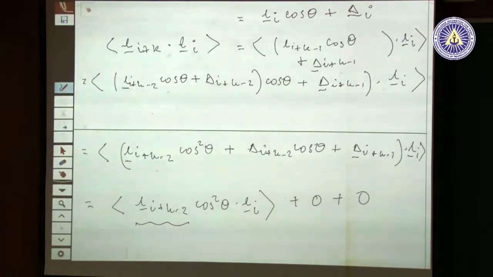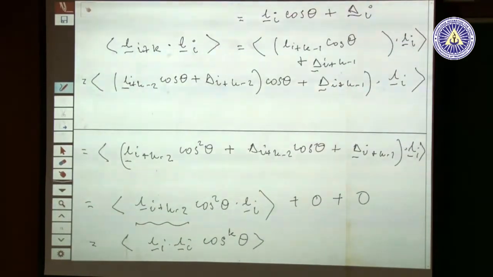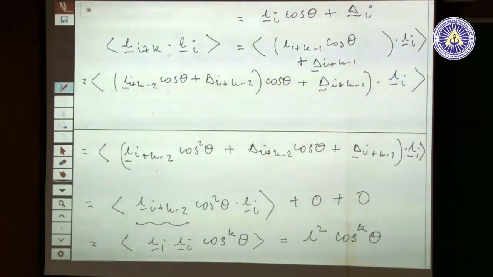And this you can keep going back, doing k minus 3, k minus 4, and you can go all the way till you are back at Li, and that would just be Li dot Li, right. And you see that the sum is always k minus 2 and the exponent of cos is 2. So k minus 2 plus 2 gives you k. So if we went all the way down, you would get Li dot Li times cos to the power of k theta average, okay, and cos you remove from the average, so it is just L squared cos to the power of k theta.